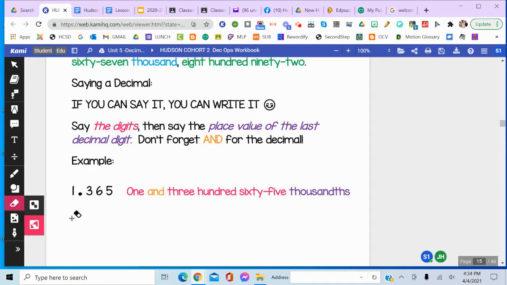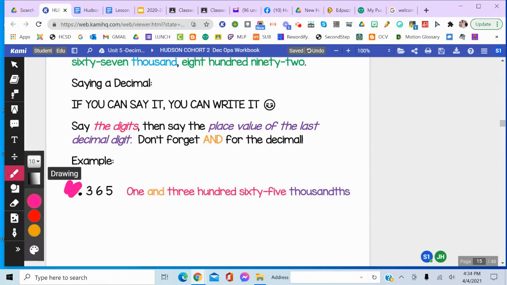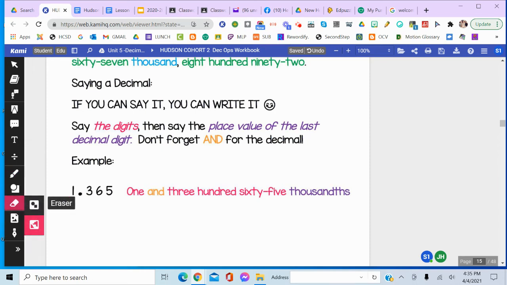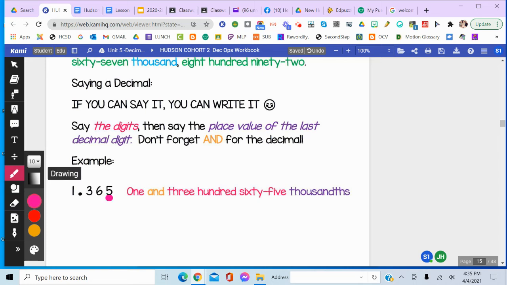So here is an example. Let's just pretend for right this second, and I'm going to make this big, that the decimal point wasn't here. You would just say 365, right? But because there's a decimal point there, you would say 1 and 365, and then you need to think about the place value that the 5 is sitting in. It's sitting in the thousandths place, so it's 1 and 365 thousandths.